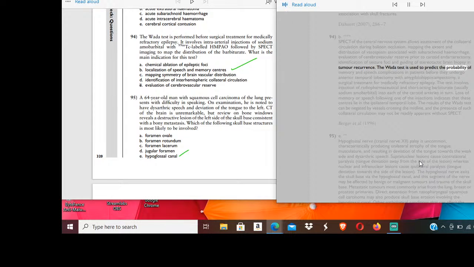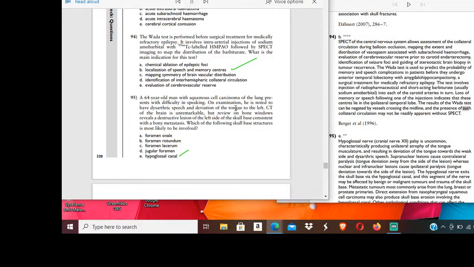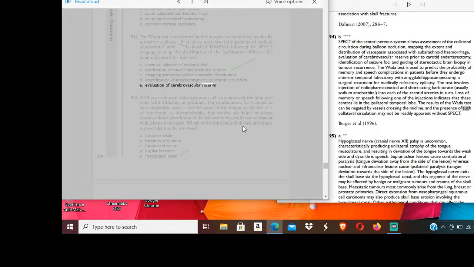The WADA test is used to predict the probability of memory and speech complications in patients before they undergo anterior temporal lobectomy with amygdalohippocampectomy, a surgical treatment for medically refractory epilepsy. The test involves injection of radiopharmaceutical and short-acting barbiturate, usually sodium amobarbital, into each of the carotid arteries in turn. Loss of memory or speech following one of the injections indicates that these centers lie in the ipsilateral temporal lobe. The results of the WADA test can be negated by vessels crossing the midline and the presence of such. E. Evaluation of cerebrovascular reserve.